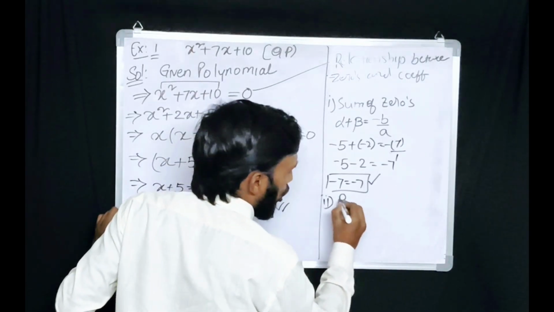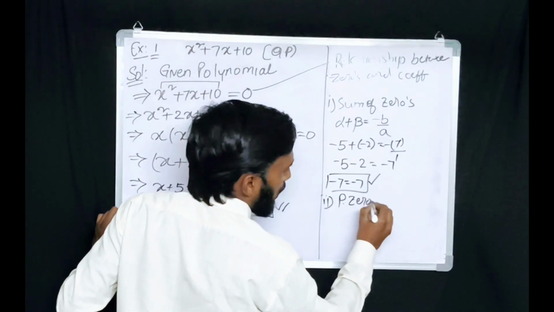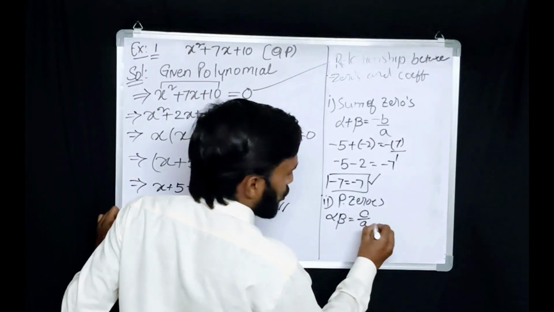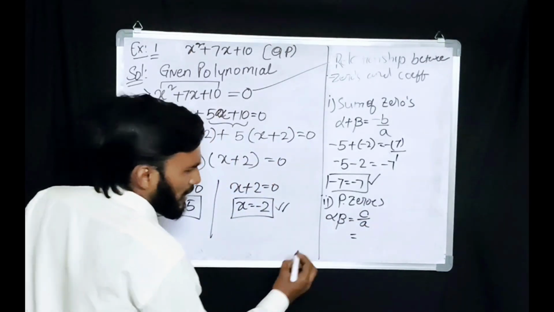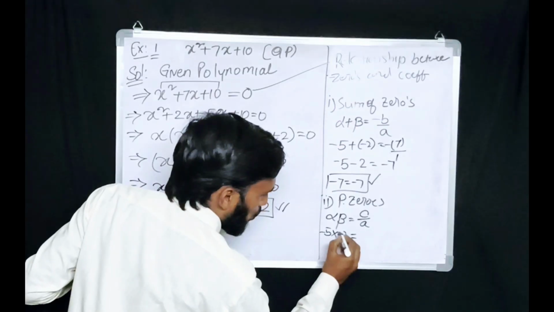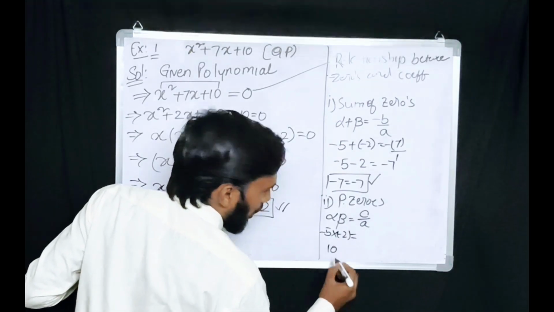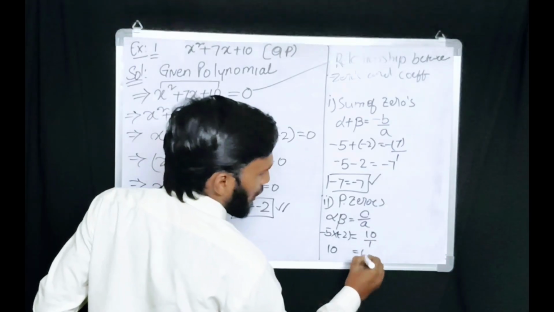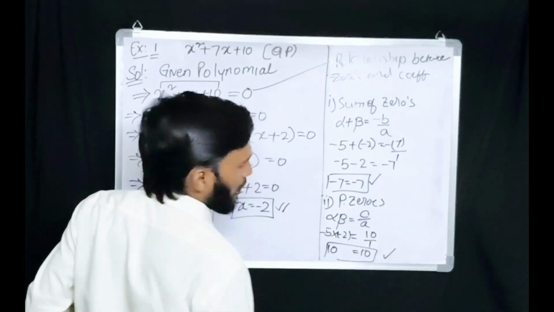Now the product of zeros. Alpha into beta is equal to c by a. Alpha means minus 5 into minus 2 is equal to 10. Here what is the constant term? 10 by 1 is equal to 10.